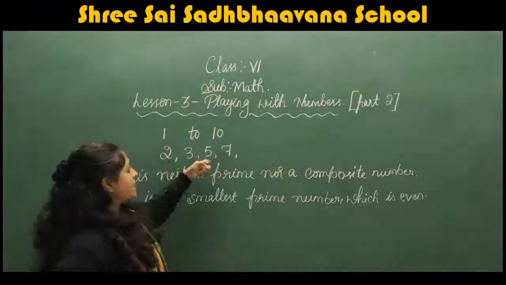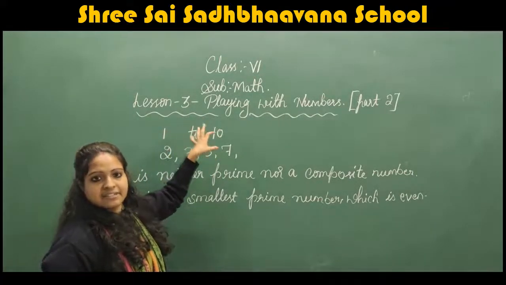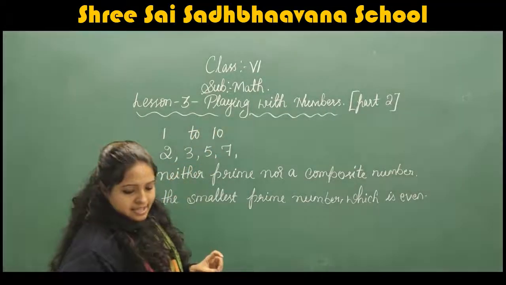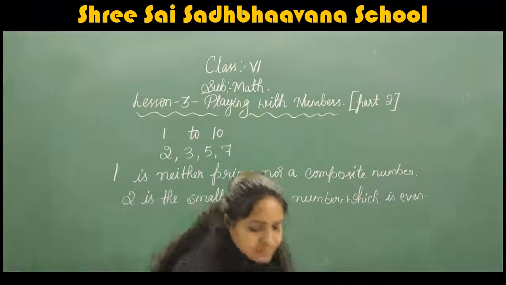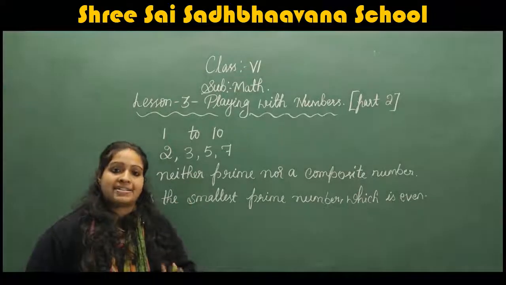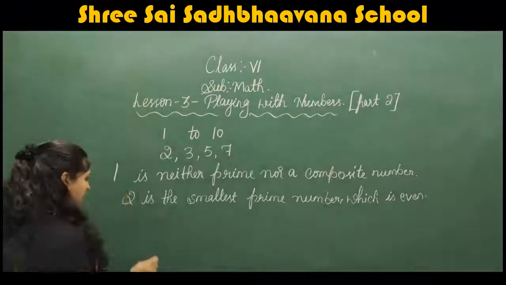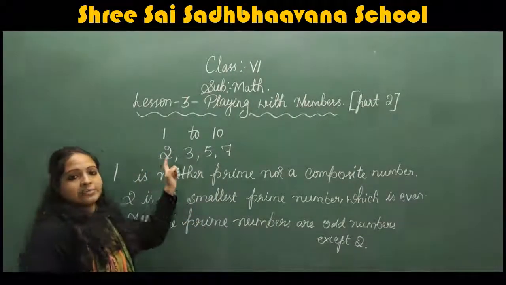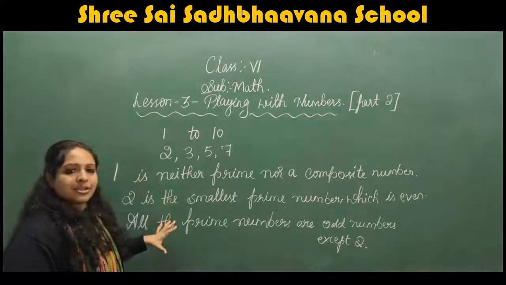So, these are the prime numbers which we will get within 10, that is 2, 3, 5, 7. Here is one more point I want to say: all the prime numbers are odd numbers except 2. These are the points you have to keep in mind.